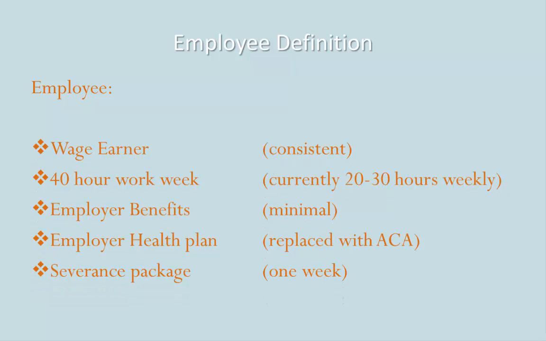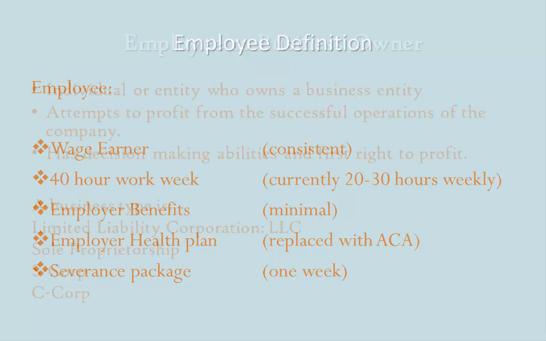We're going to begin with definitions. An employee, a wage earner. This has been consistent over time. The once 40-hour work week is now either 20 or 30 hours. Employee benefits are minimal. The Employee Health Care Plan has been replaced by the Affordable Health Care Act, and the severance package, my research shows, is roughly about 1 week.